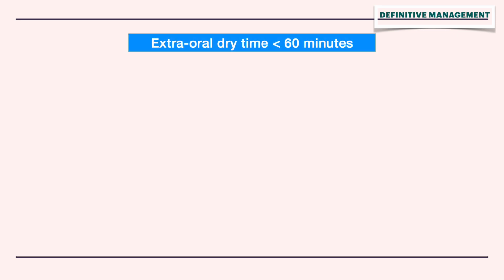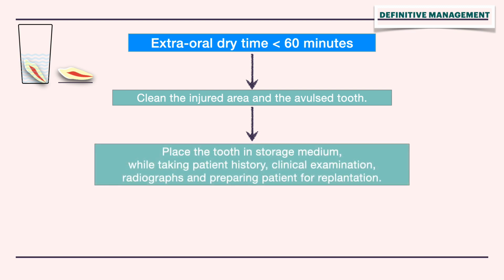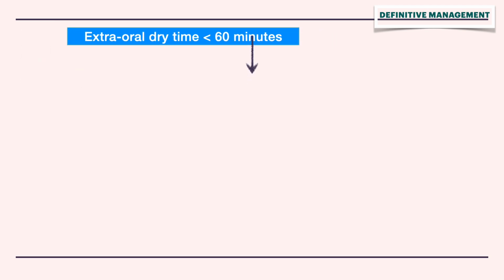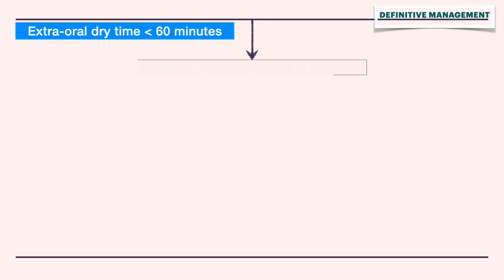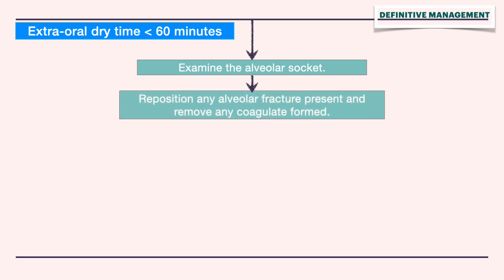In case the extraoral dry time is less than 60 minutes, irrespective of whether the tooth is kept in a storage medium or not, the avulsed tooth should be checked for any contamination and cleaned with sterile saline. The tooth should be kept in a storage medium during examination and treatment planning, and local anesthesia is used if necessary, preferably without a vasoconstrictor. Then, the alveolar socket is irrigated with sterile saline and examined carefully. Any alveolar fracture is repositioned and coagulum formed in the socket is removed.